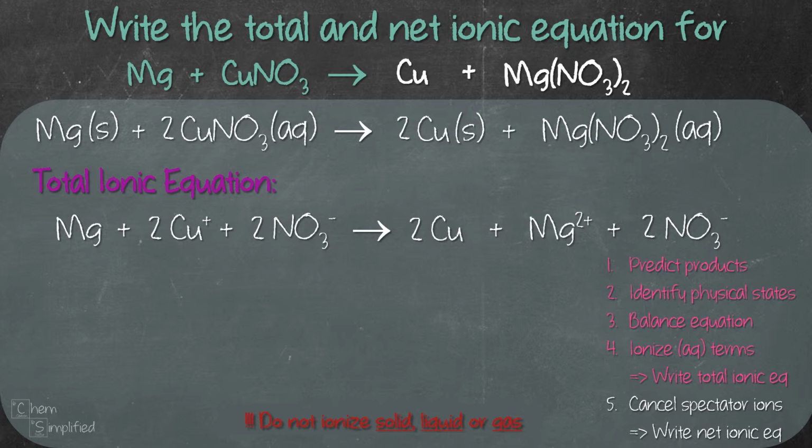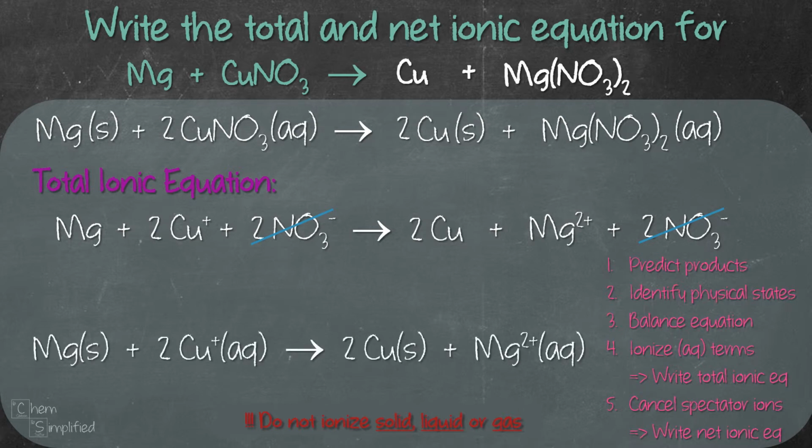At this point, we have written the total ionic equation. So we're done with step 4, and we're going to move on to the final step, which is to cancel the spectator ions. Spectator ions are ions that exist on both sides of the equation. In this case, we have 2 NO3- on both sides of the equation. So we're going to cancel them out. Now we have to rewrite the equation, and that will give us solid Mg plus 2 Cu+ aqueous, giving us 2 Cu solid plus Mg2+ aqueous. That's the net ionic equation.